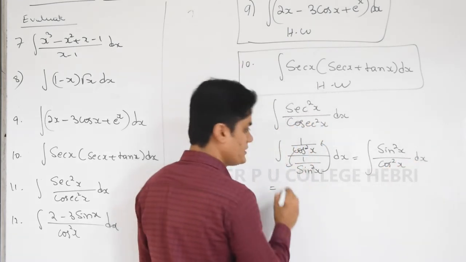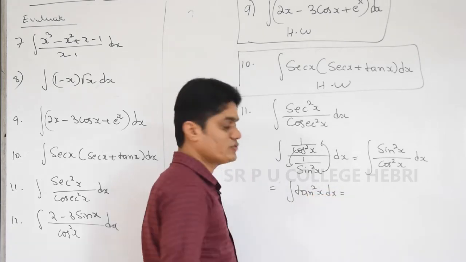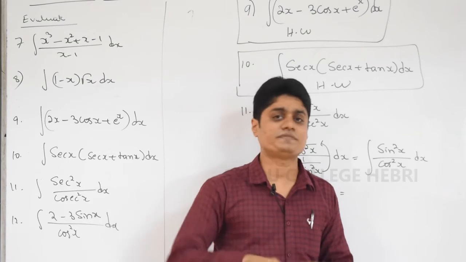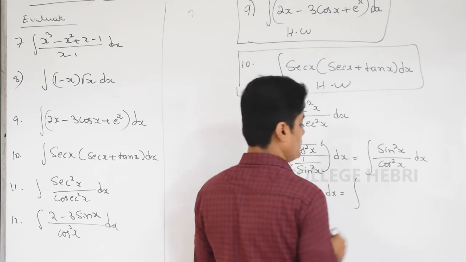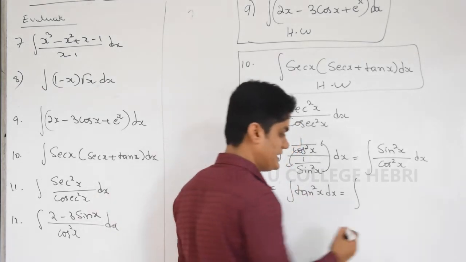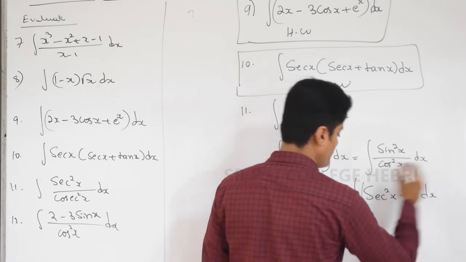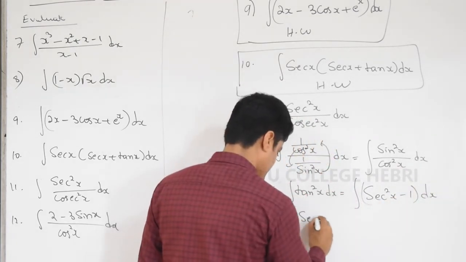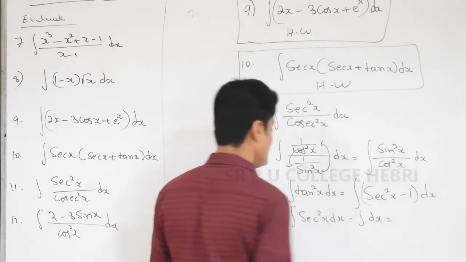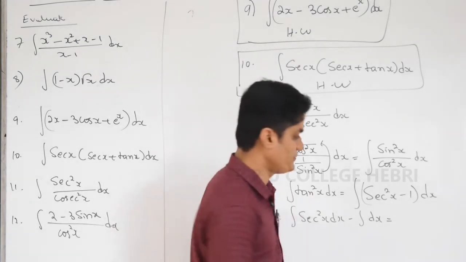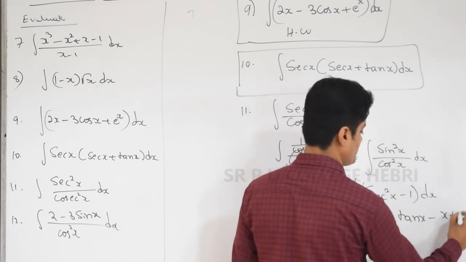So what is sin square x by cos square x? Tan square x, right? Is integration of tan square x present in the list of standard functions? Definitely no. So you should use one more trigonometry formula. Tan square x is also equal to secant square x minus 1. Now you can write this as integral of secant square x dx minus 1 dx. Now both of these are standard functions, right? Integration of secant square x is tan x, minus the integration of 1, x, plus c. That's it.